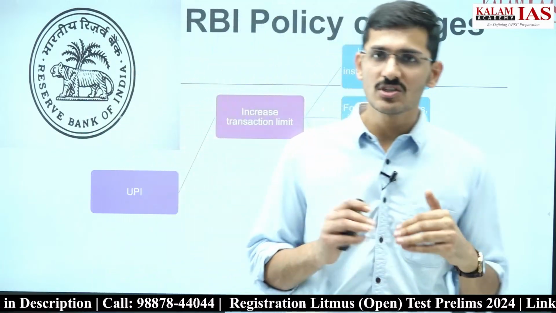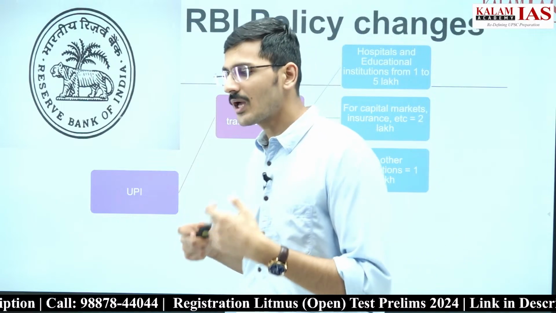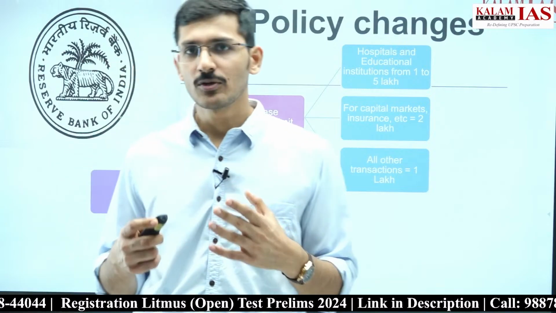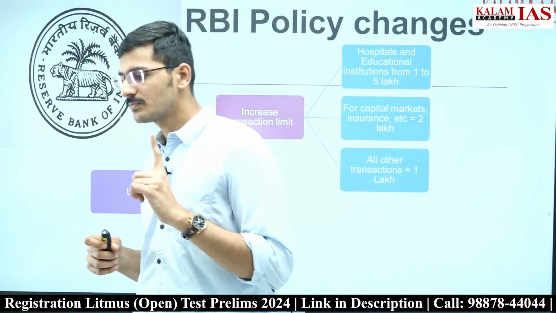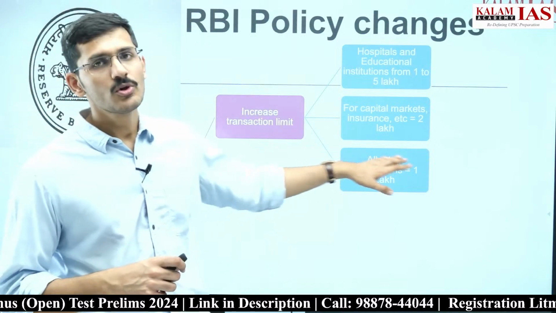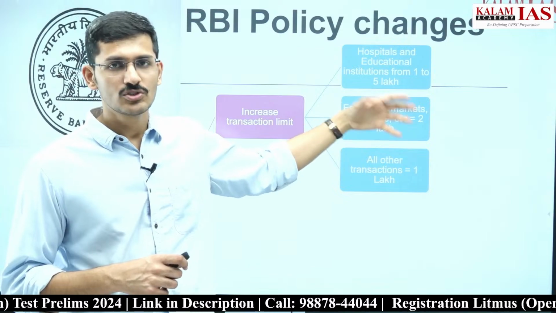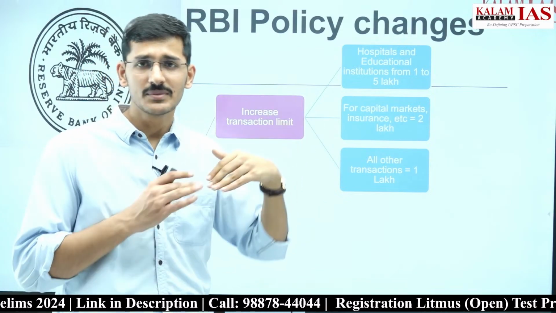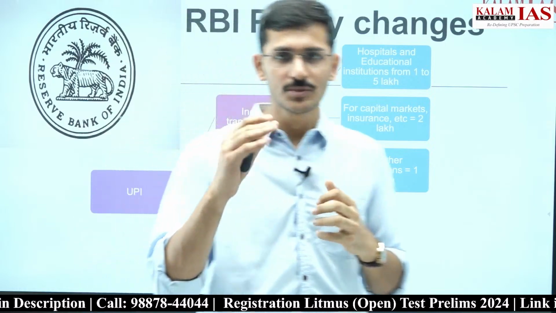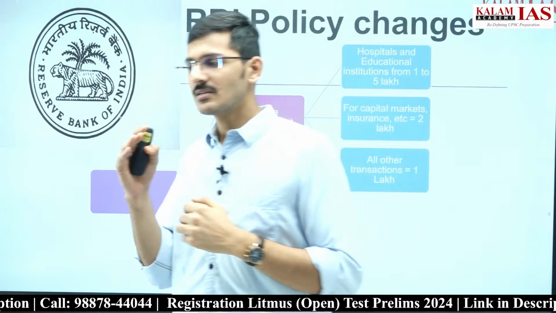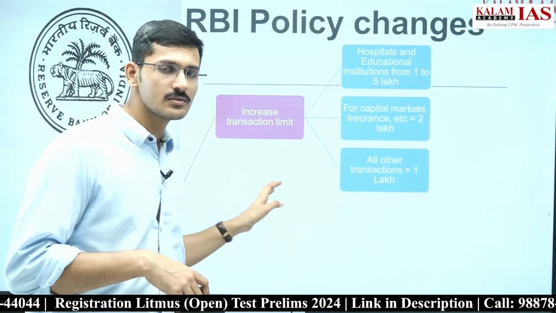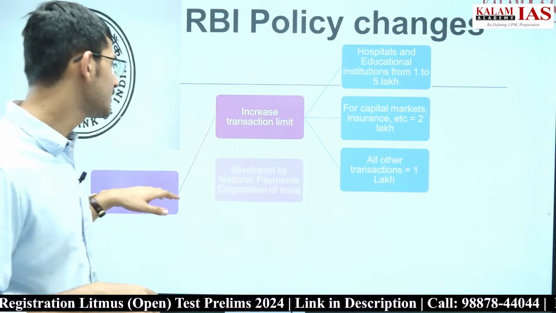So UPI's general limit is 1 lakh rupees. For example, if I am going to the market to do my shopping, then the limit is 1 lakh rupees. I can pay by UPI only up to 1 lakh rupees. And if I am going to buy certain securities or insurance, then the limit increases to 2 lakh rupees. And if I am paying any educational institution's fee or hospital charges, then the limit is increased to 5 lakh rupees. So these are the changes made by RBI related to UPI transaction limits.